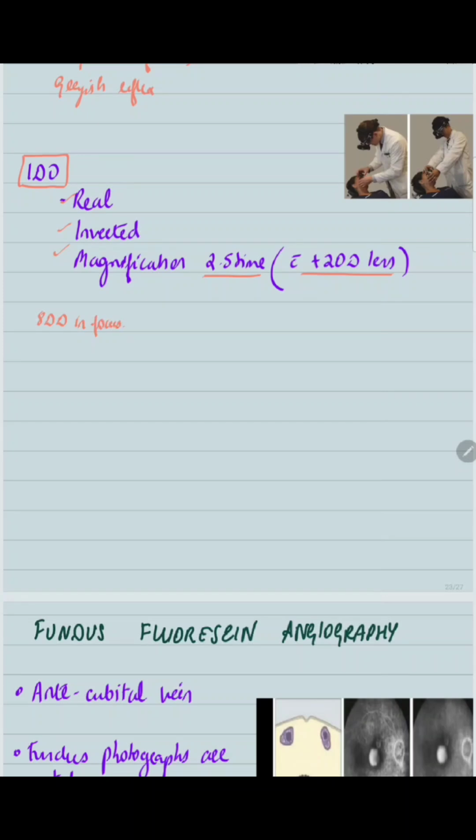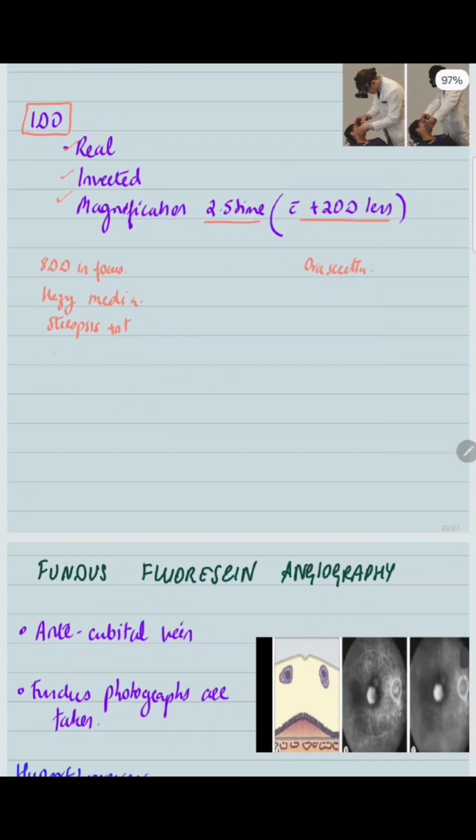Peripheral retina up to ora serrata is visible. It is useful in hazy media. Stereopsis is present with binocular indirect ophthalmoscope. Depth perception of the lesion is possible.